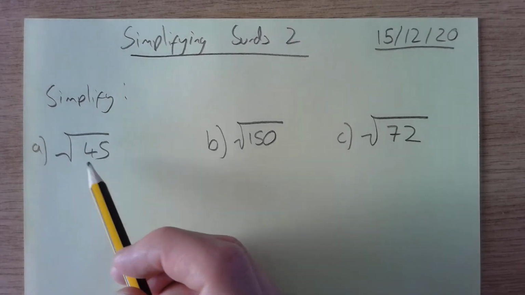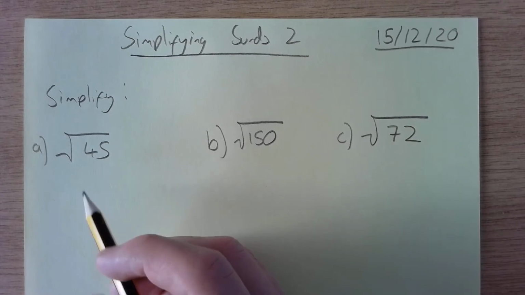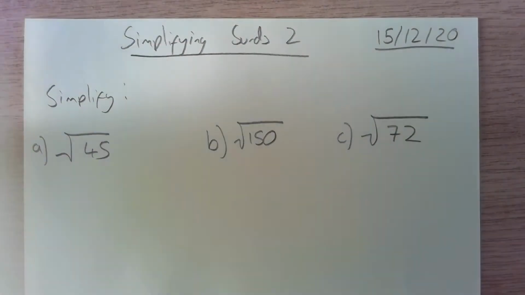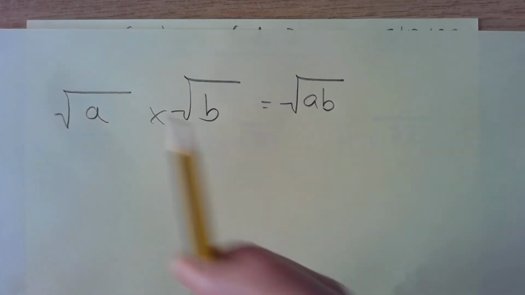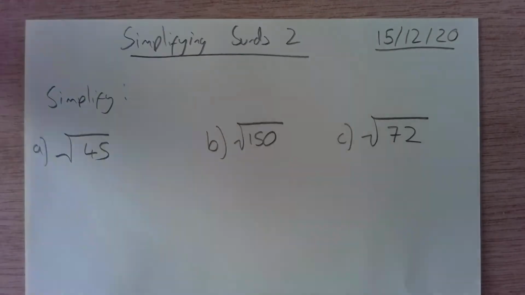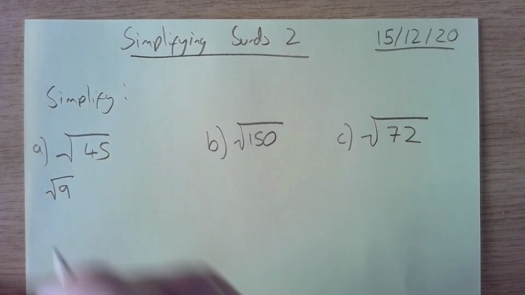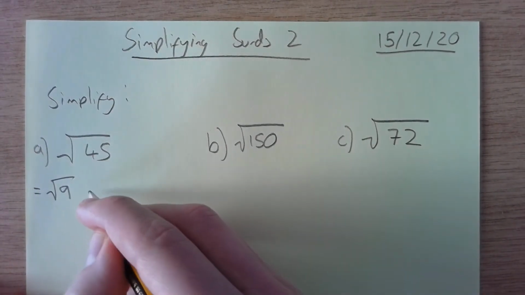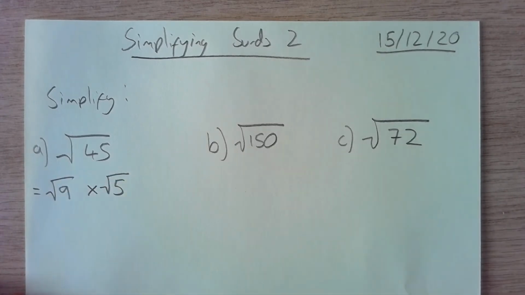So for example, can you think of any factors of 45 which are square? Yep, I can think of one. It's got a factor of 9. So using this rule, where AB is 45, I'm going to make this A 9. So I'm going to write it as the square root of 9, but I still need to multiply that up to make it 45. I'd have to times it by the square root of 5.